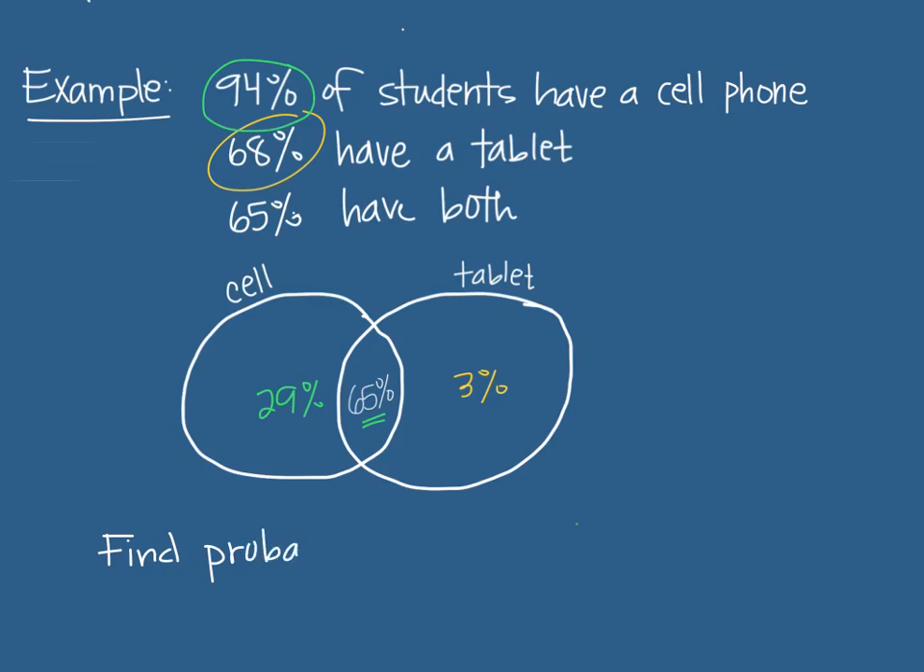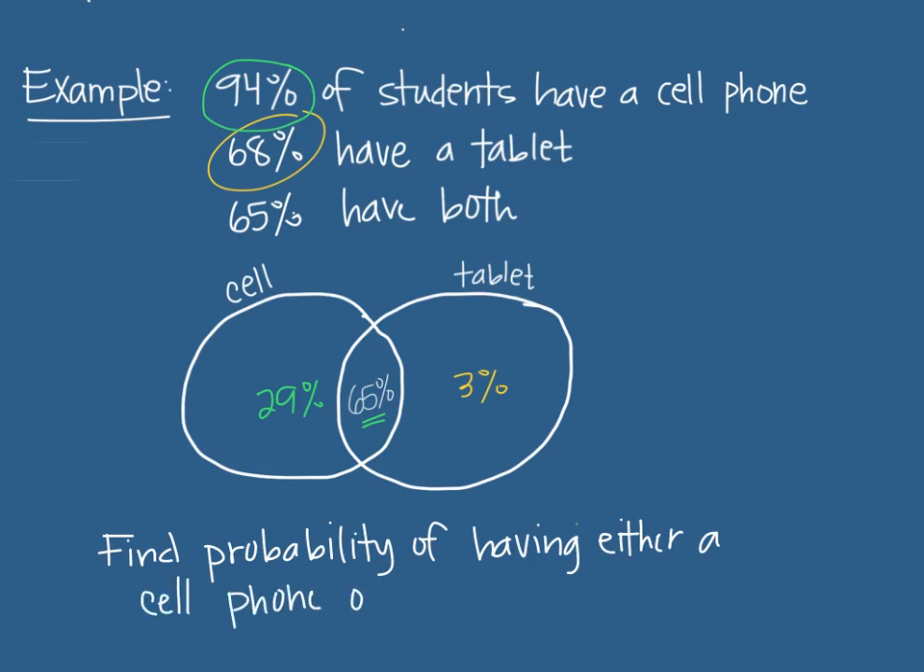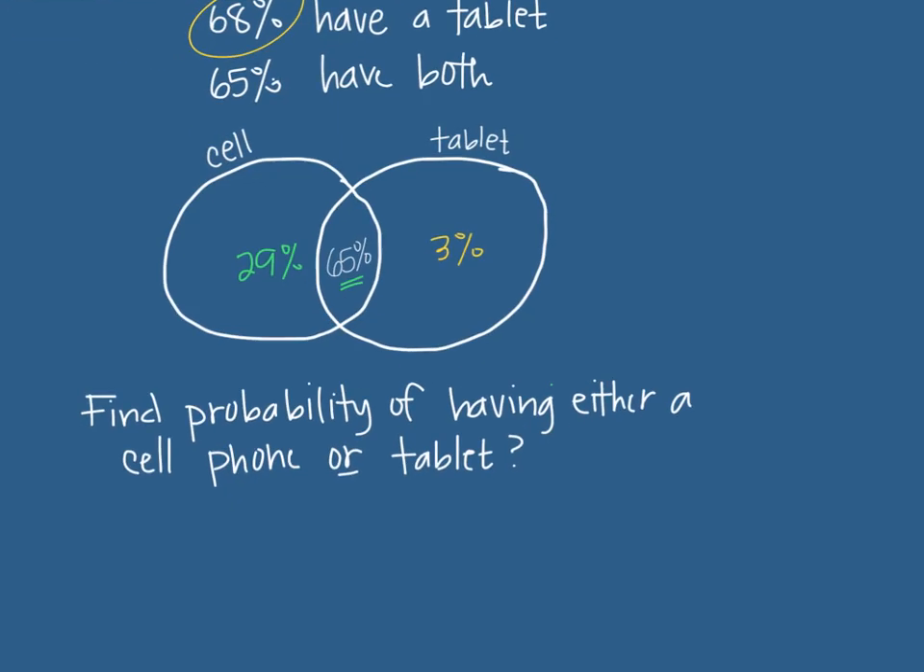So find the probability of having either, oh, either is also a big clue word, either a cell phone or tablet. And so we would add up 29% plus 65% plus 3%. Okay, adding all of that together, we end up with 97% have either a cell phone or a tablet.